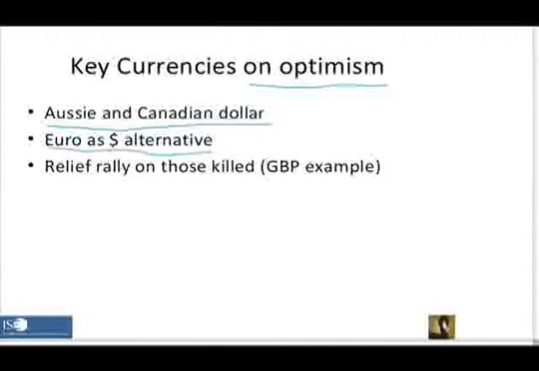The euro as the dollar alternative is another currency you want to target on this optimism. Again, people have moved back on that major risk aversion fear trade. They've moved into the dollar not because they like the dollar, but because they had to get out of other asset classes and hide. Here they are now.